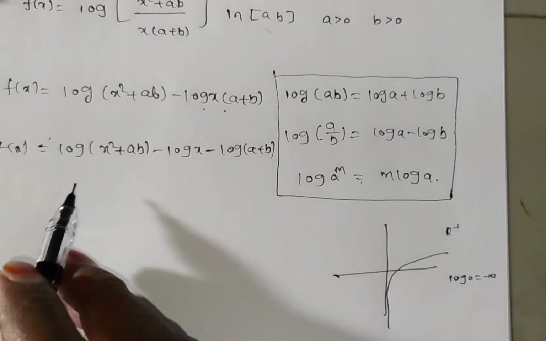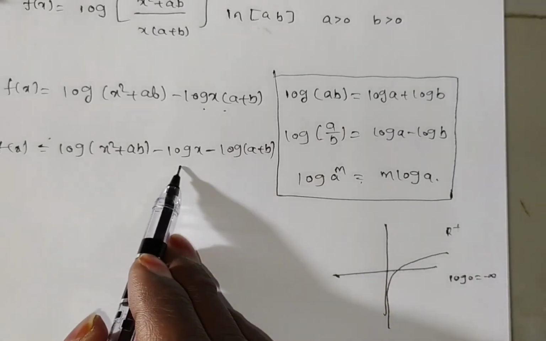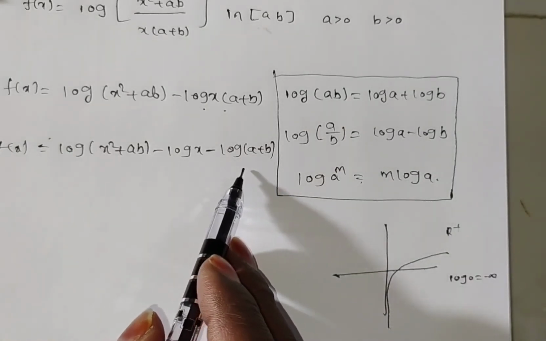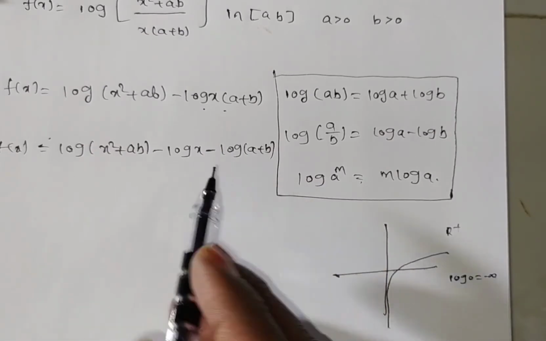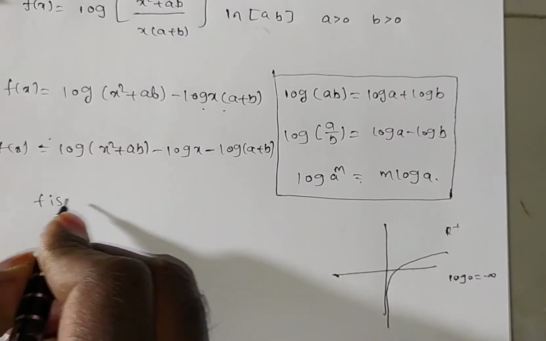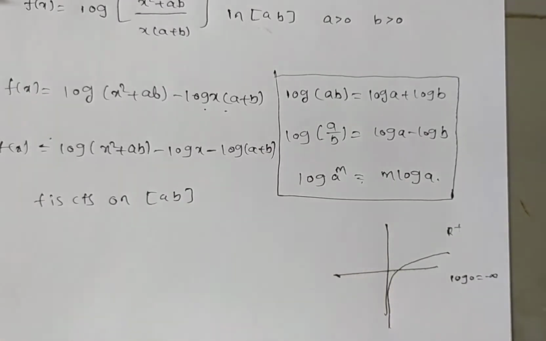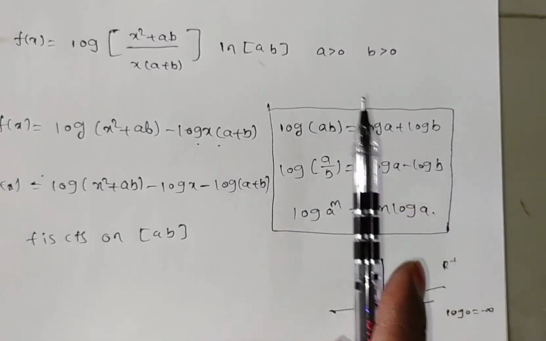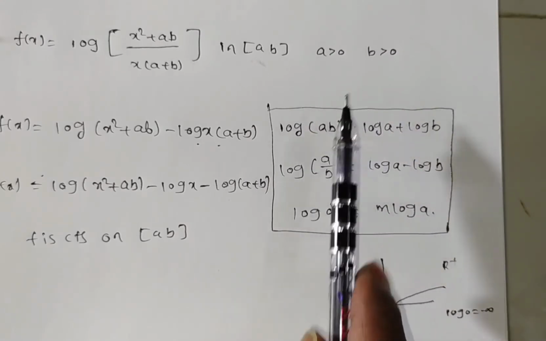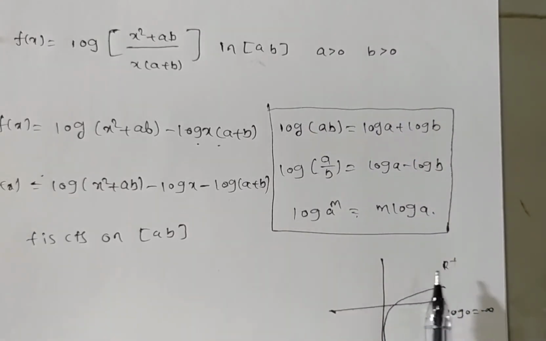Anyway, so this log function is continuous, and the constant function is also continuous. So the entire function is continuous. So f is continuous on closed [a, b]. Why closed [a, b]? Because here a is greater than 0 and b is greater than 0, both are positive real numbers. Log is defined for positive real numbers. That is why it is continuous. Observe the graph of the log function.